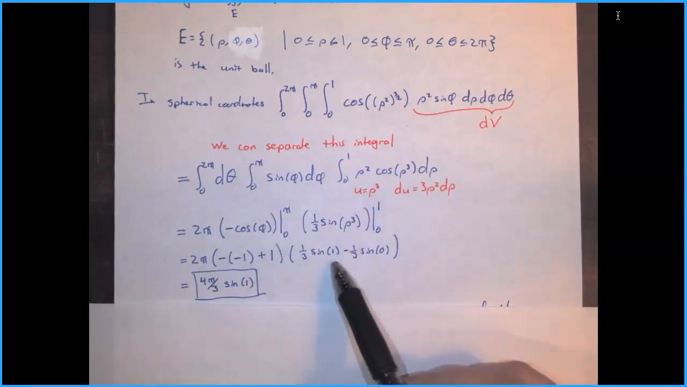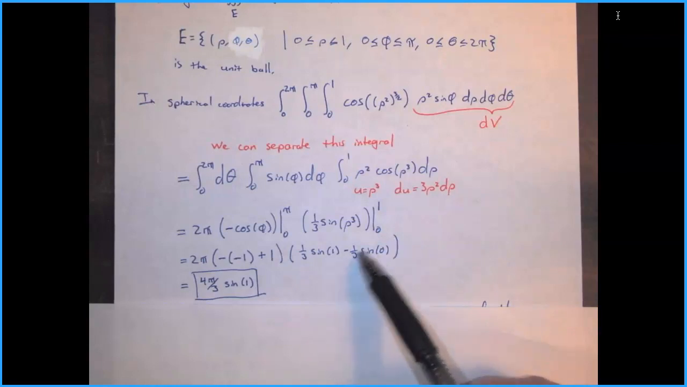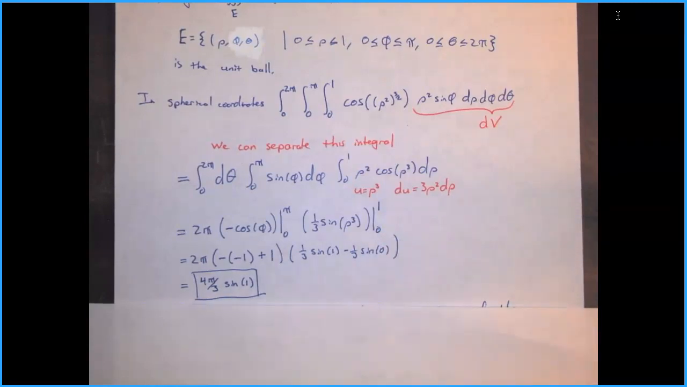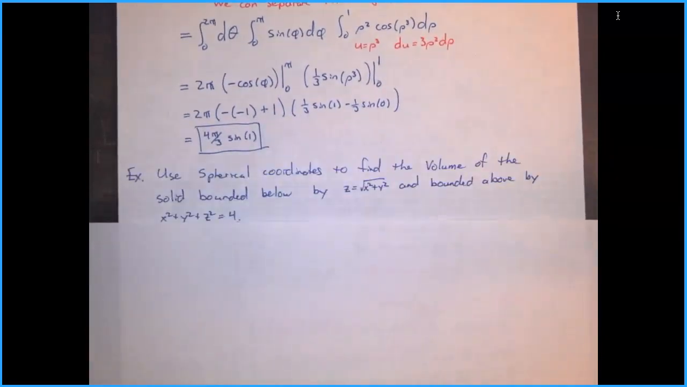I plug in 1, I just get 1/3 sine of 1, I plug in 0, minus 1/3 sine of 0, which is 0, so that disappears. And I just get 4 pi over 3 times sine of 1. And that's my answer. Alright, let's take a look at another example.